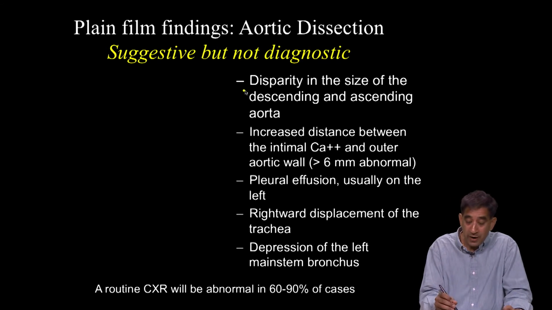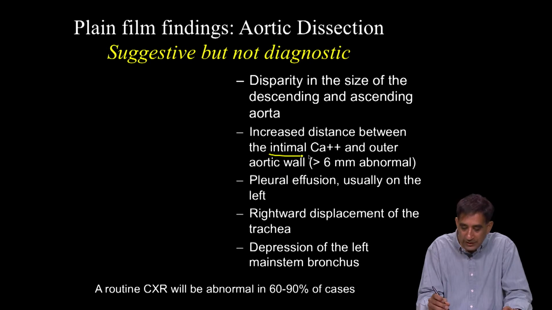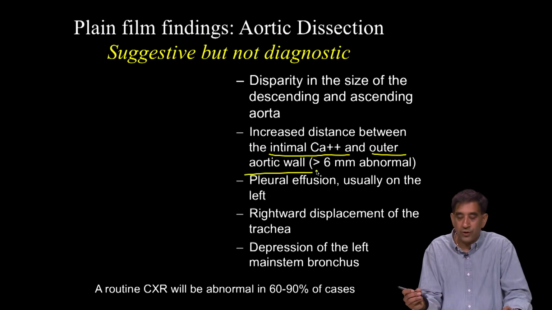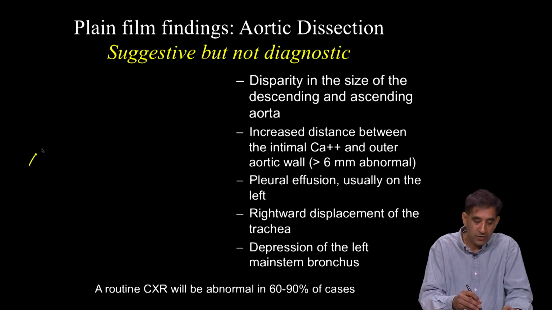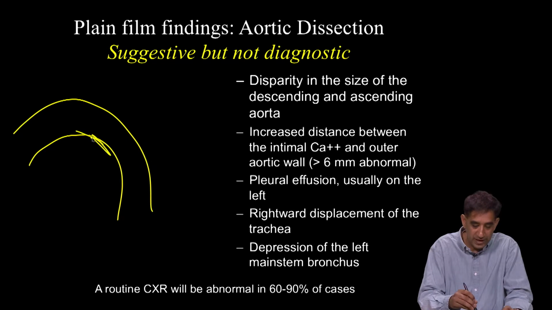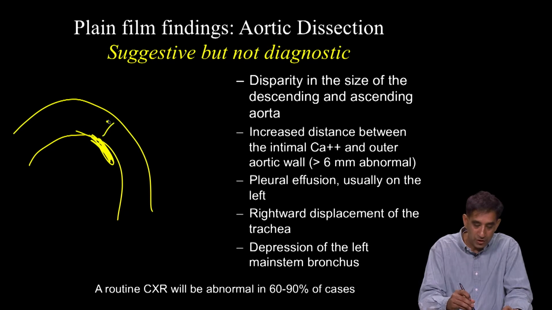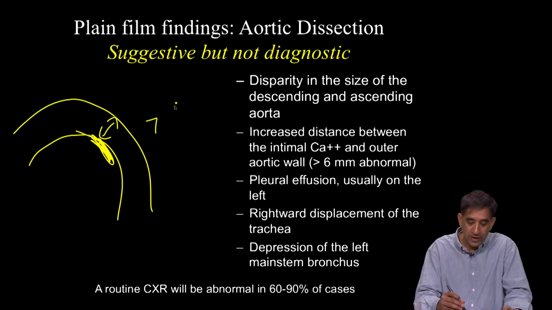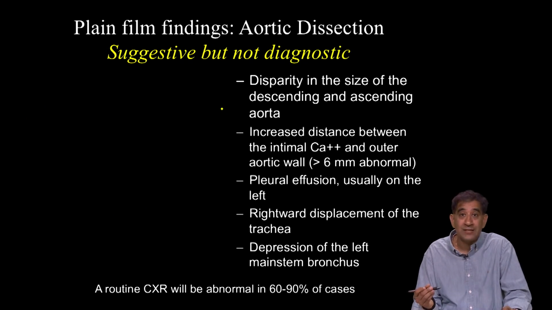You're going to look for a disparity in the size of the descending and ascending aorta. You're going to look to see if there's an increased distance between the intimal calcification and the outer aortic wall. And generally, when we're looking for this abnormality, greater than 6 millimeters is abnormal between the intimal calcification and the outer aortic wall. So if this is where the calcification is on the inner aspect of the aorta, the intimal calcification, and we measure to the outer aortic wall and it's greater than 6 millimeters, obviously that is going to be concerning for an aortic dissection.